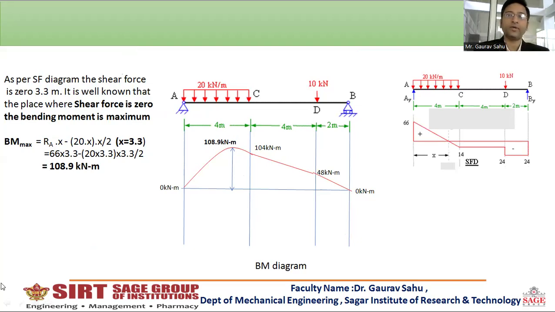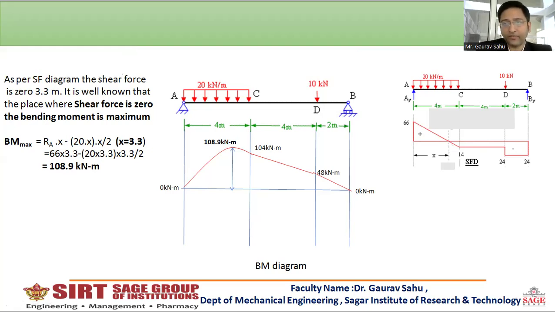But here comes the concept of zero shear force. As I have already discussed in the SFD diagram, whensoever the point of zero shear force is considered, at zero shear force the bending moment is always maximum. So as per this diagram, calculate the value of x. By measuring the value of x, you will find that the value is 3.3 meters.